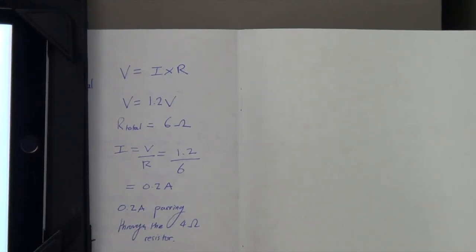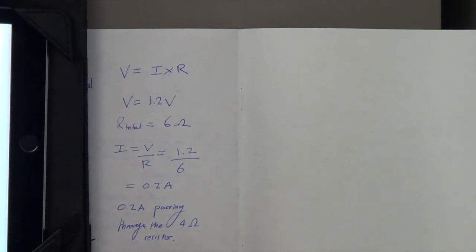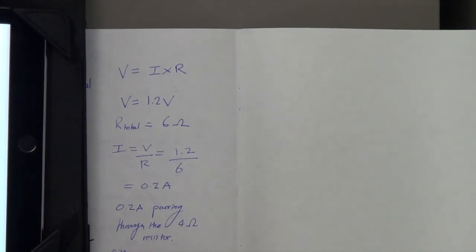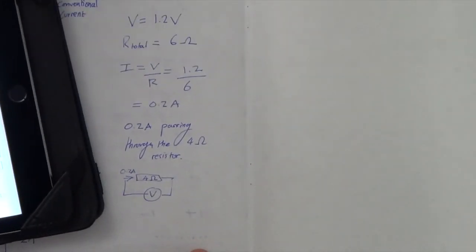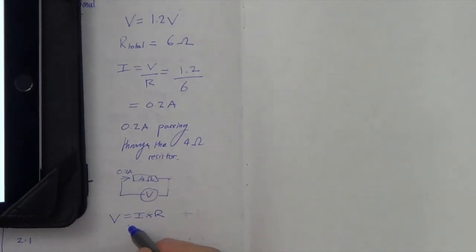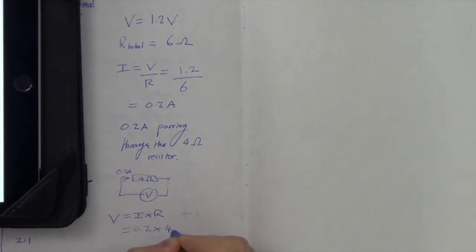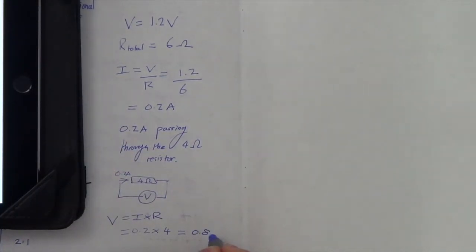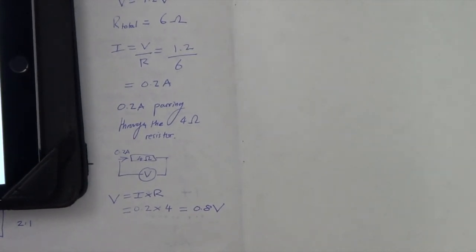Next question, calculate the reading of the voltmeter V. Here's my 4 ohm resistor, it's like that. We know 0.2 amps are passing through it. We know 4 ohms is the resistance at that particular point. So we're going to use the same equation, V equals I times R, and we just need to substitute the numbers. So it's 0.2 times 4 is 0.8 volts. Okay? Next question.